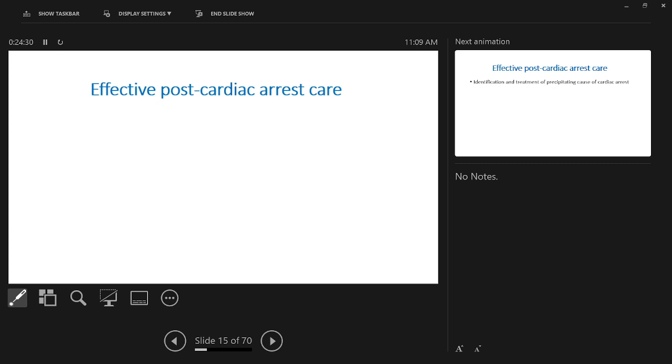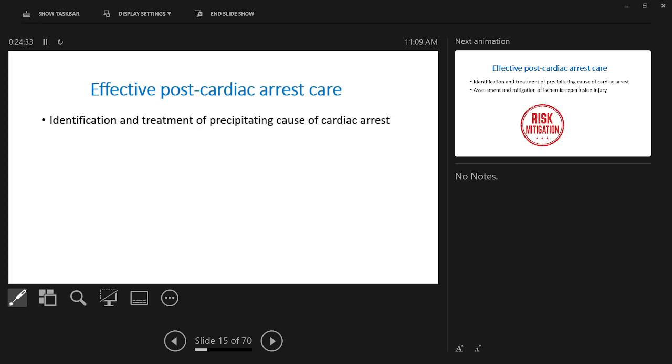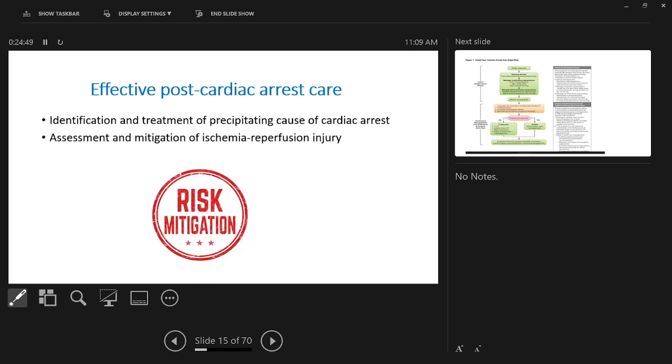And what are the components of effective post-cardiac arrest care? The first and foremost thing is we have to identify and treat the precipitant cause that caused the cardiac arrest. We have to rule out the 5Hs and 5Ts, and we have to do the relevant investigations with the suspected history to get the immediate cause of the cardiac arrest. Then we have to assess and mitigate the ischemia-reperfusion injury. This has to be managed because if we are not able to manage this, we will lose our patient.